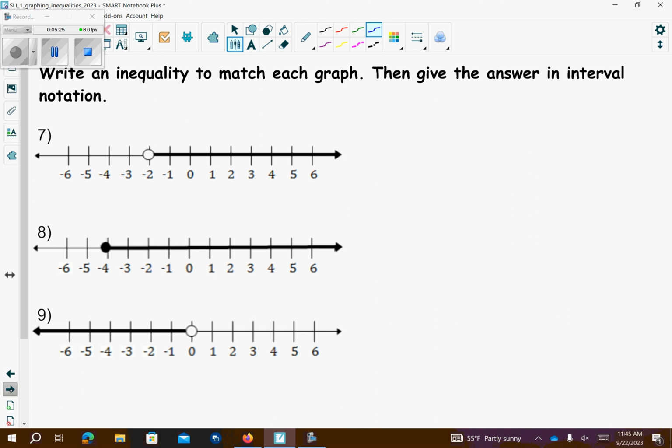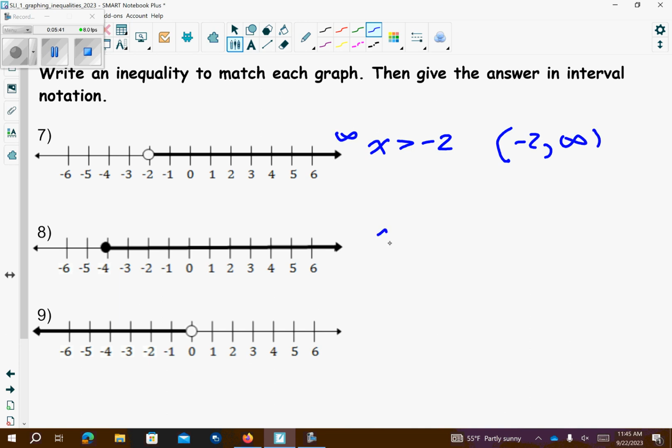Okay, write the inequality, give the answer in interval notation. So this is x is greater than negative 2. So the interval notation, I have a soft bracket from negative 2 going to infinity, because over here is infinity.